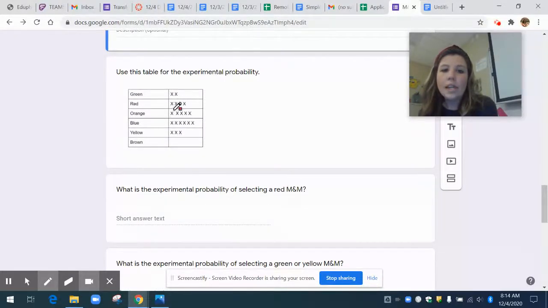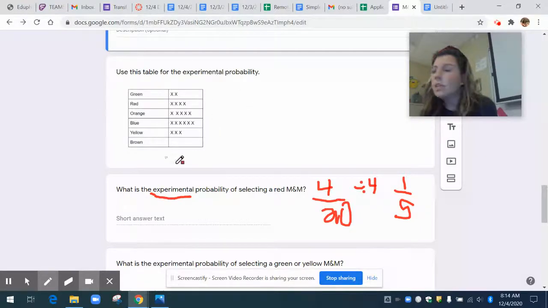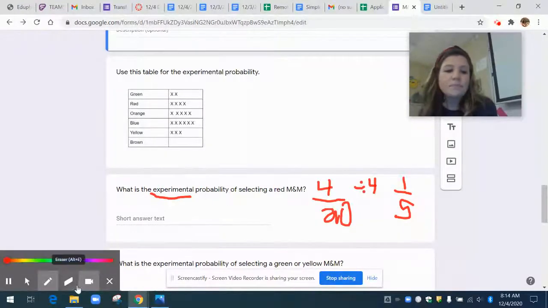Well, I would look and I picked red 1, 2, 3, 4 times out of my 20 draws. Okay, and then 4 over 20 would need simplified. Both of those are divisible by 4. So 4 divided by 4 is 1, and 20 divided by 4 is 5. So for the experimental part, you use this table here, okay?